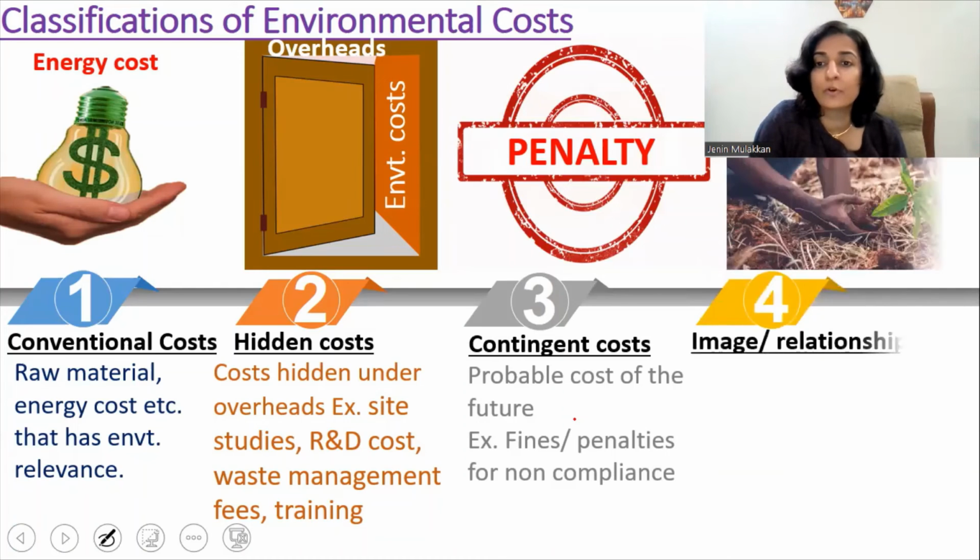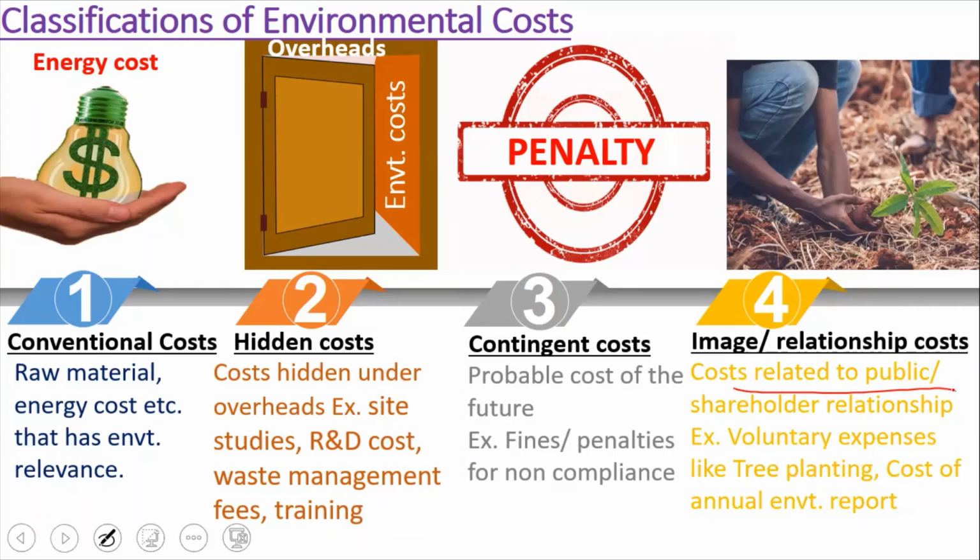Now, the fourth type of cost are the image or the relationship costs. Cost related to public or shareholder relationship. Example, voluntary expenses like tree planting, cost of the annual environmental report. Even for preparing the annual environmental report, the company is incurring certain costs. So all these are grouped under the image or the relationship costs.